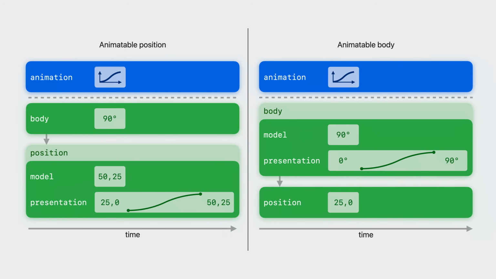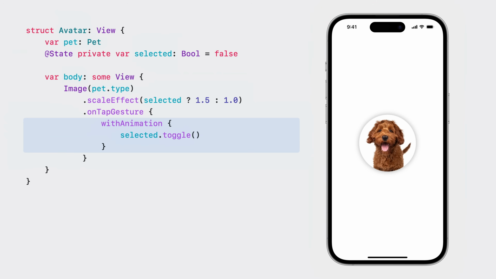Just keep in mind that a custom animatable conformance can be much more expensive to animate than a built-in effect, because it'll run body for every frame of the animation. So only use this tool if you can't achieve the effect you're going for using the built-in effects. Next, I'll cover animation, the generic algorithms that interpolate animatable data over time. Earlier, I added an animation to the pet avatar view by wrapping the state change in withAnimation. You can customize this by passing an explicit animation, like a bouncy spring.